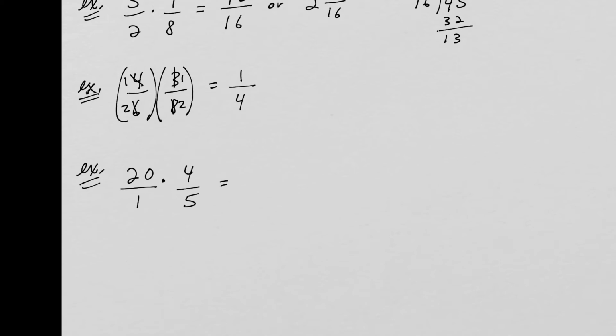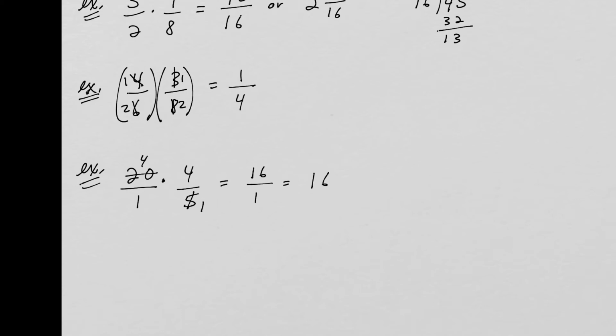Well, I can simplify first, right? 5 goes into 5 once. 5 goes into 20 4 times. So I have 4 times 4 is 16. In the denominator, I have 1 times 1 is 1. So, of course, anything over 1 is itself. So this is just 16, right? The answer just turns out to be a whole number in this case.